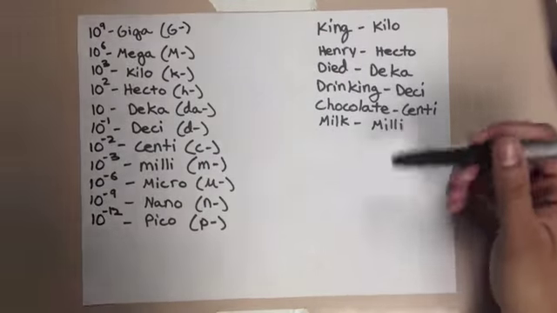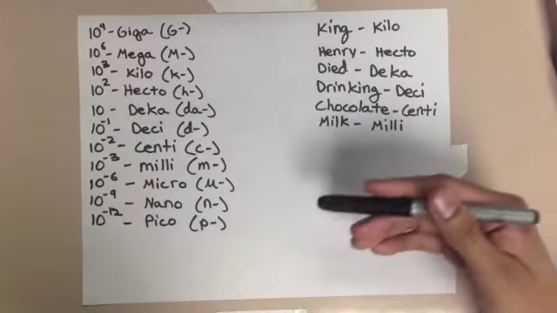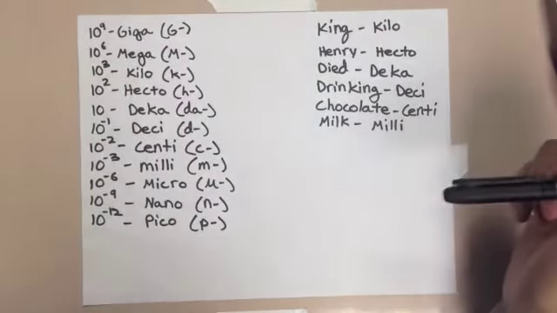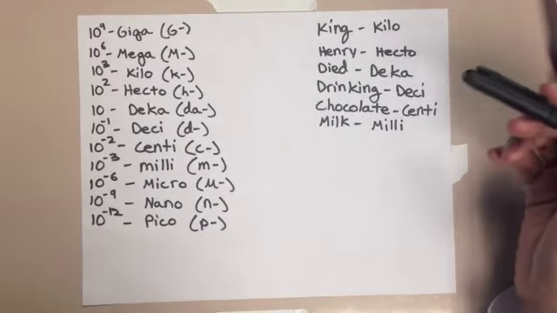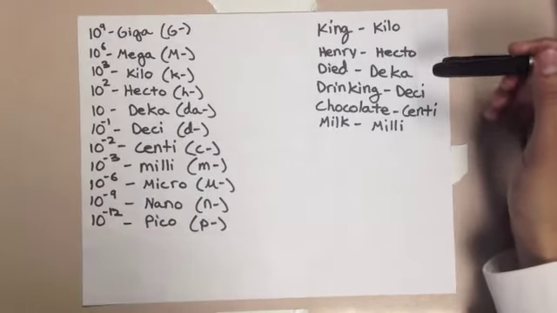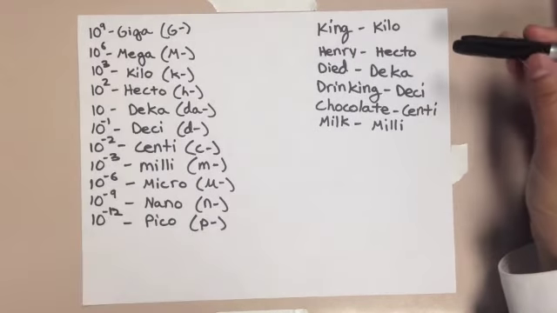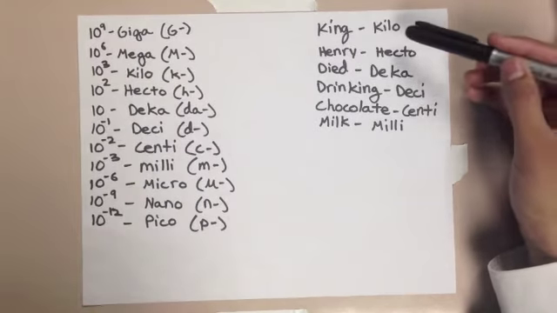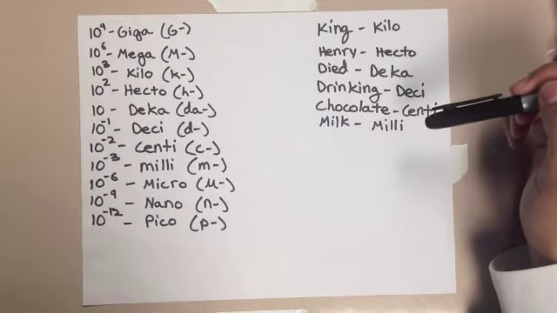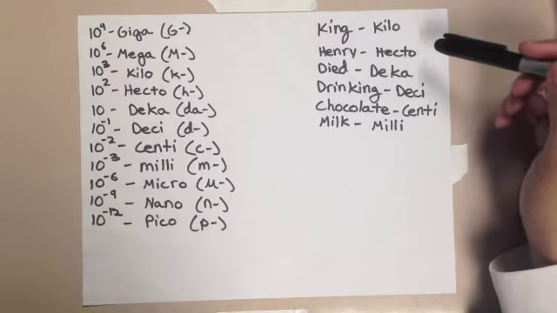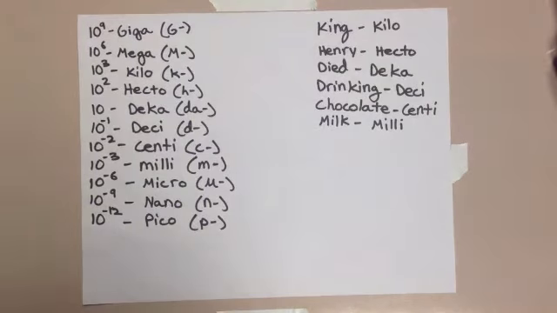It would make your life easier if you just memorize these metric prefixes, and it's really important for dimensional analysis. So here's a simple mnemonic to help you remember some common prefixes. The mnemonic is King Henry died drinking chocolate milk, and that stands for kilo, hecto, deca, deci, centi, and milli.